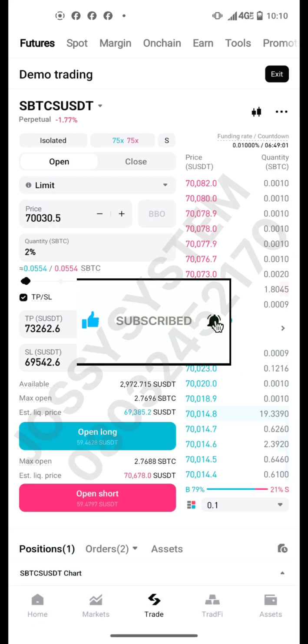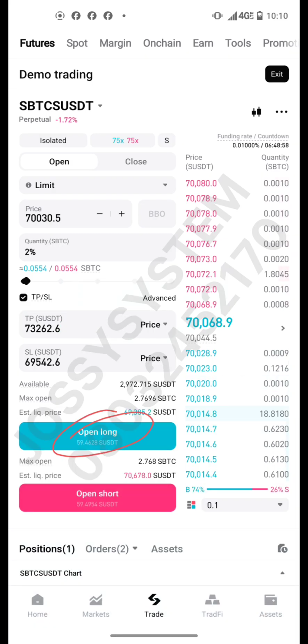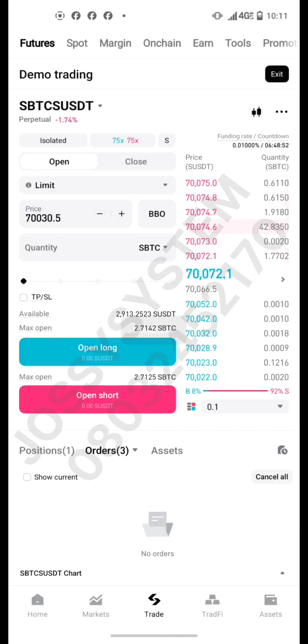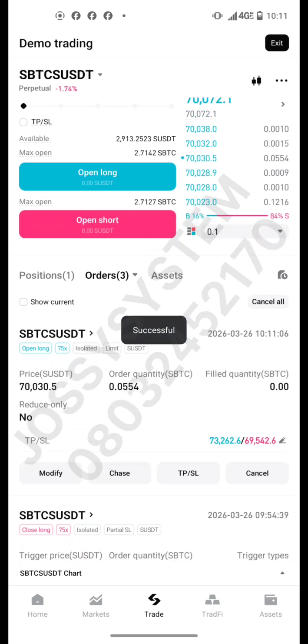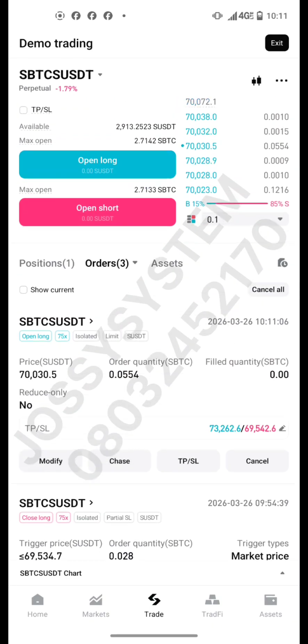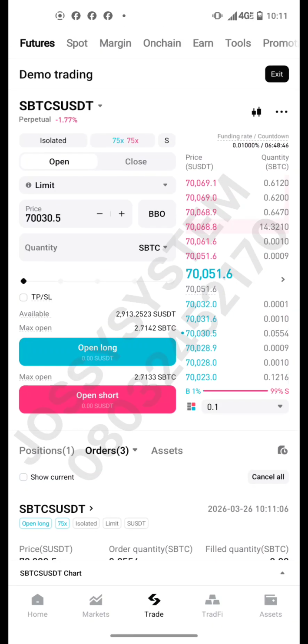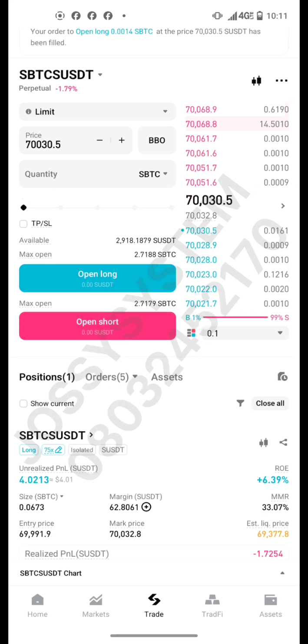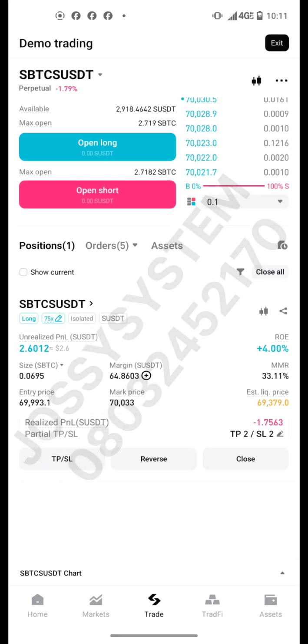Then the next thing I do is click on buy to buy this market. I'm buying it now. Okay, confirm. I'm buying this market again. So it has added to what I have on ground. Are you with me now? It has added to it.